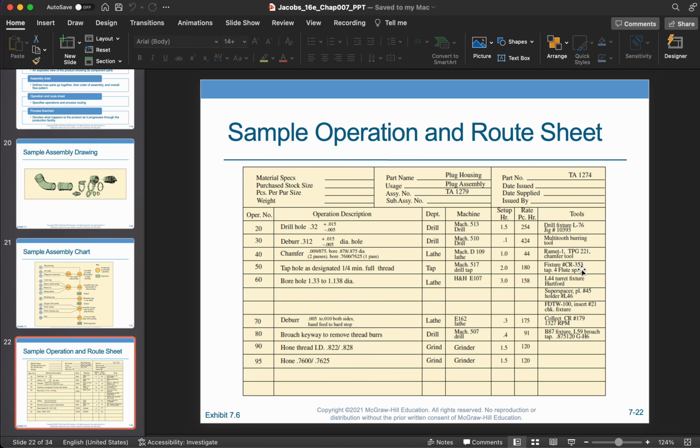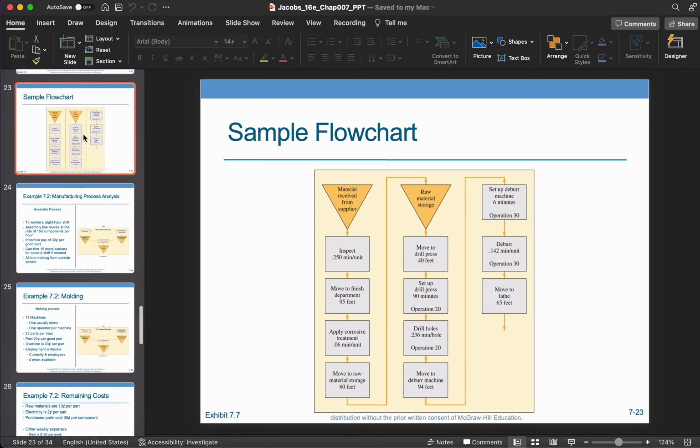And then you have an operation and route sheet which tells you, okay, this is where the hole is going to get drilled, and then it's going to be sent from the drilling department and get deburred, and then you send it to the lathing department, and then to the tapping department, and back to the lathing department, and so on. So this is how it's going to flow, right? And finally, you have a process flow chart, and this is what the process flow chart looks like. This is again similar to the one that we've seen before.